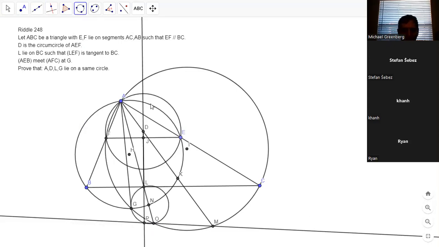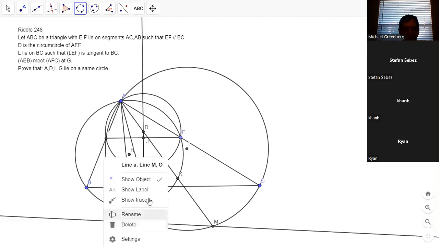LPO. Oh, are LGPO and DGPM cyclic? Okay, if that's true, then I think the problem might not be that bad. So can we show LGPO is cyclic? And can we show DGPM is cyclic? Yeah, if we can show that, maybe that's just an angle chase, then I think the problem might not be that hard.